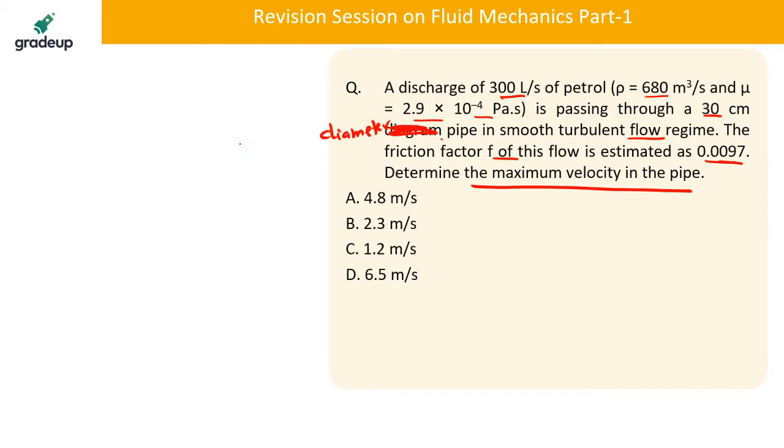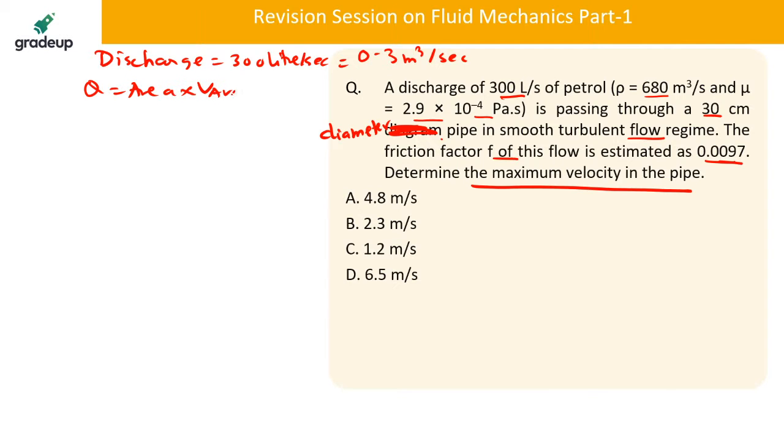So the discharge is given in this question. The discharge is equal to 300 liter per second, that will be equal to 0.3 meter cube per second. Discharge is equal to area into average velocity, so average velocity is equal to discharge per unit area. So you'll be getting the average velocity.